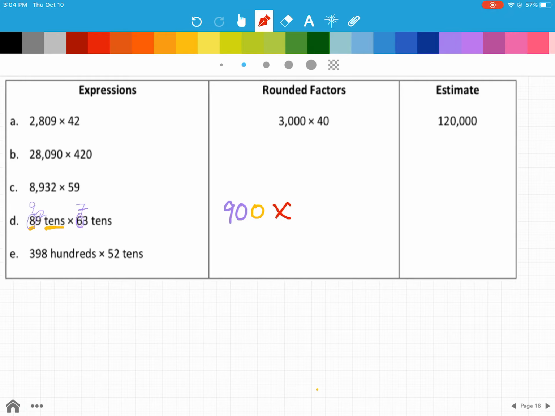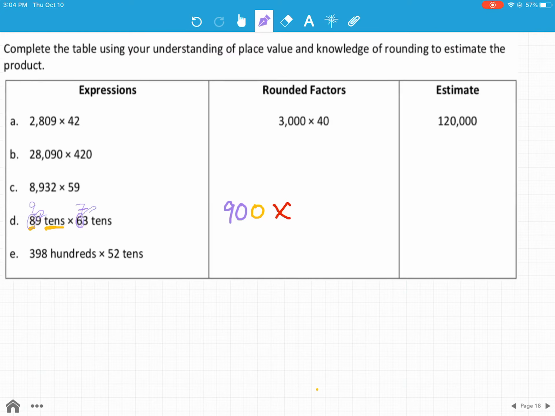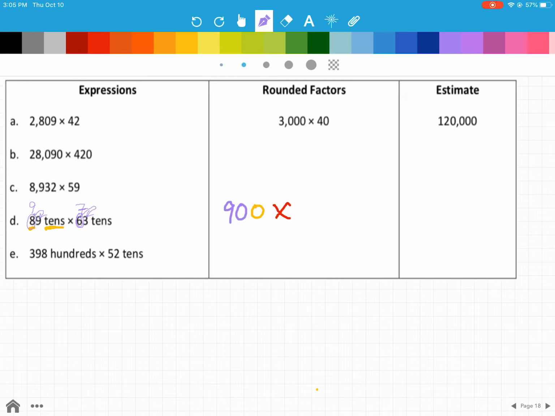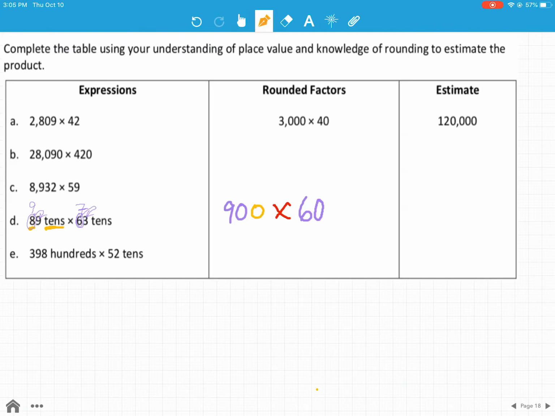Times, now on this one, we're going to look at the 3. And the 3 tells us that it's closer to the 0, or 60 tens. So we're going to keep it a 6. And the last 2 are zeros. Now hopefully you see that 6 times 9 is 54.